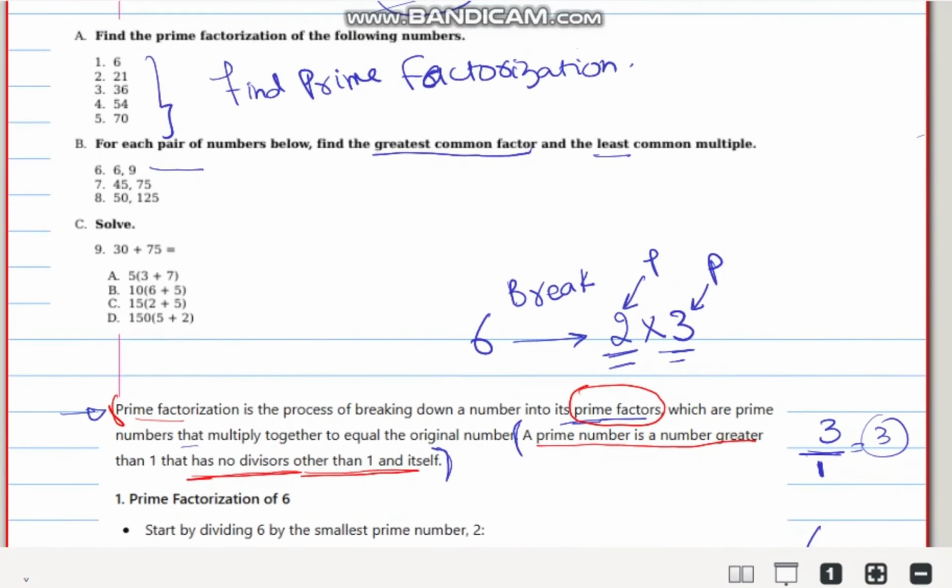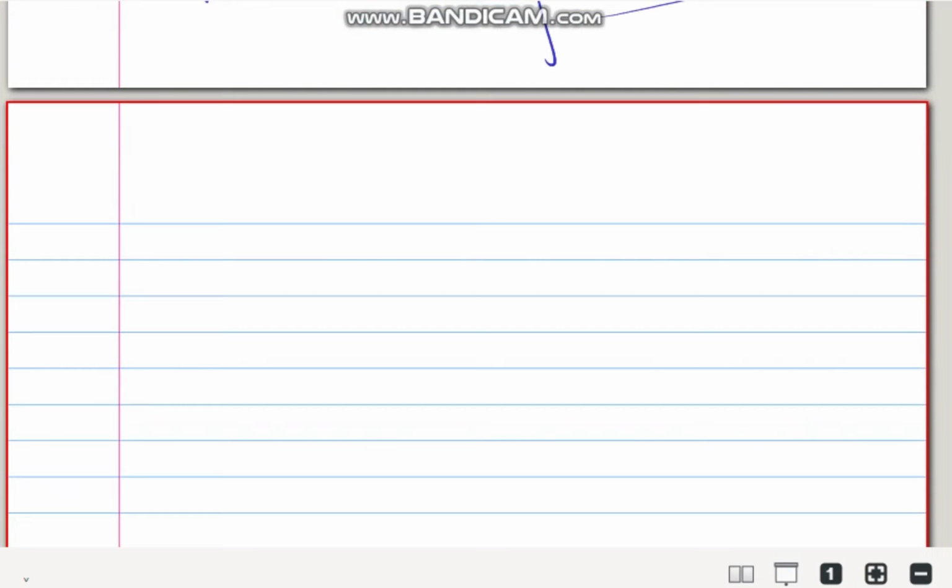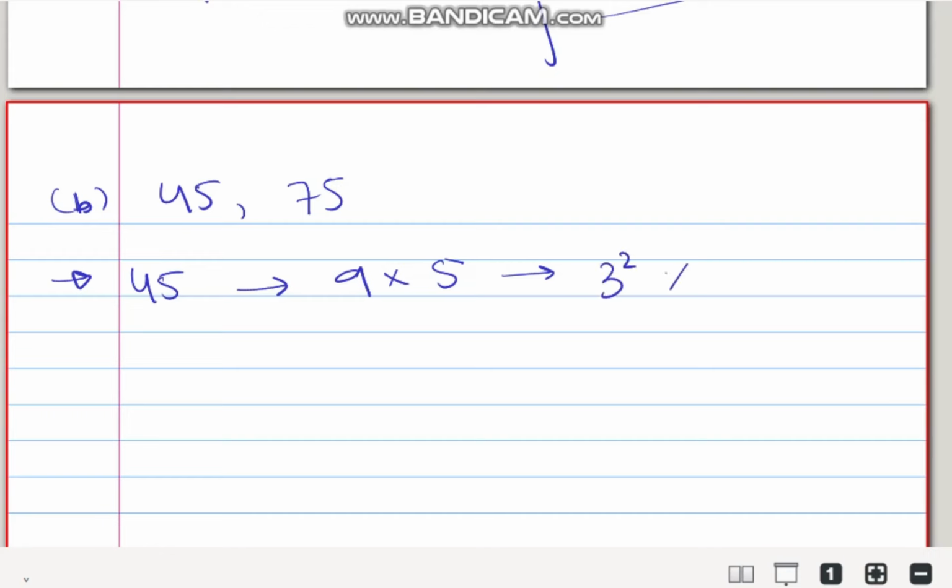Where is the question? 45 and 75. Okay, I hope you will understand this. First of all, let's factorize these numbers, just break them down. 45 can be easily broken like this: 9 multiplied by 5, and we can break the 9 again, like 3 squared multiplied by 5.